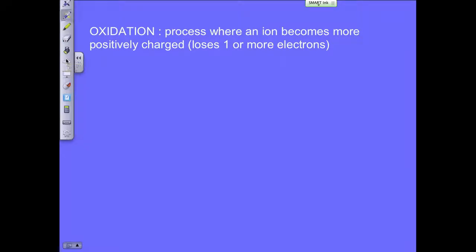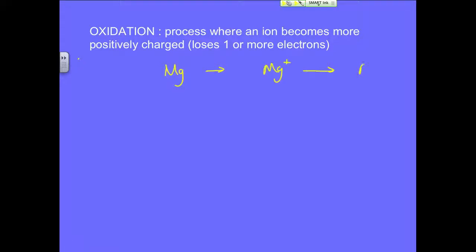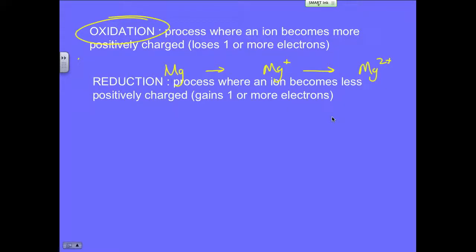So if I give an example, if you have magnesium and it forms Mg with a 2 plus, which is what it normally wants to form because it's in the alkaline earth metals, this is the oxidation. Okay? Oxidation is a process where it becomes more positively charged. Reduction, a process where an ion becomes less positively charged, and of course it'd be gaining an electron.